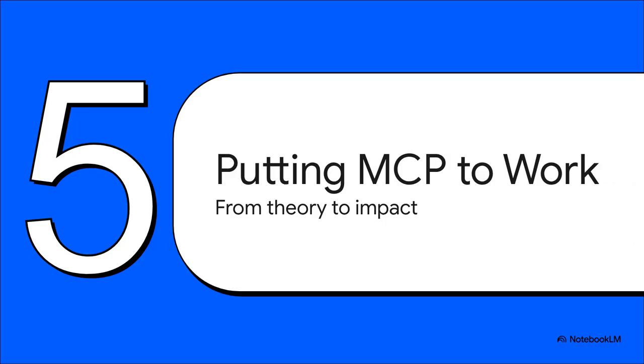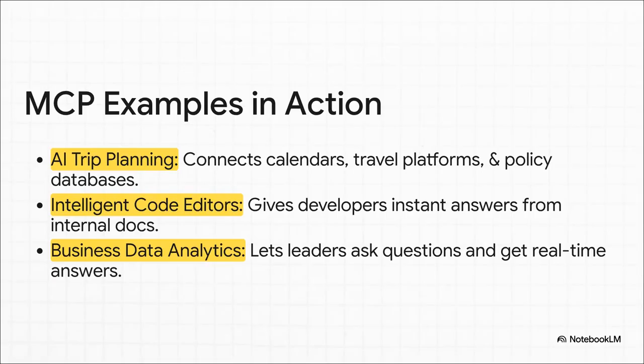All right, enough of the technical stuff. Let's talk about what actually becomes possible when you put MCP to work in the real world. What does this mean for business? Think about an AI assistant that can plan your next business trip. With MCP, it could seamlessly talk to your work calendar, a travel website, and your company's expense policy database all at the same time to give you the perfect itinerary in seconds.